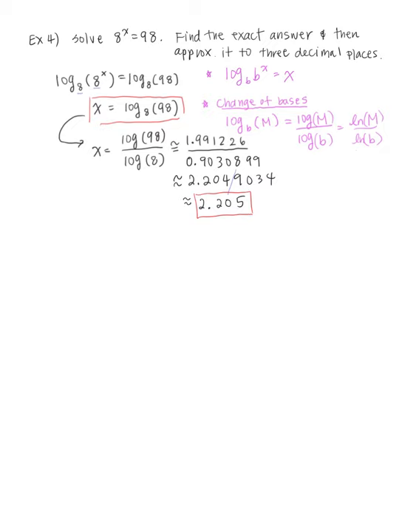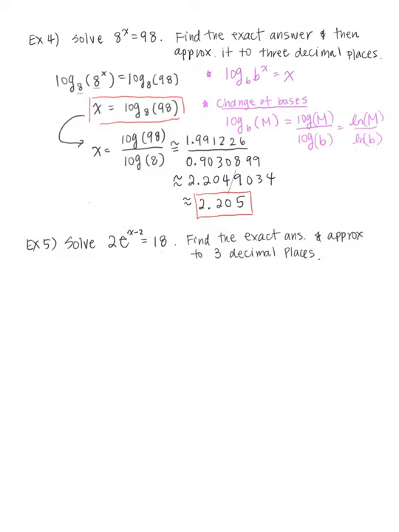Now let's look at the next example. Solve 2 times e to the x minus 2 equals 18. First we're going to get the exact answer, and then we're going to use our trusty calculator to approximate the value. Let's first isolate that e by dividing by 2. So let me write the whole problem out. We have 2e to the x minus 2 equals 18. I need to divide both sides by 2. Then we get e to the x minus 2 equals 9.